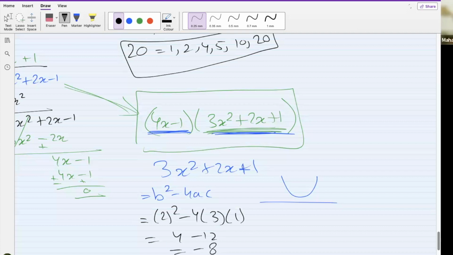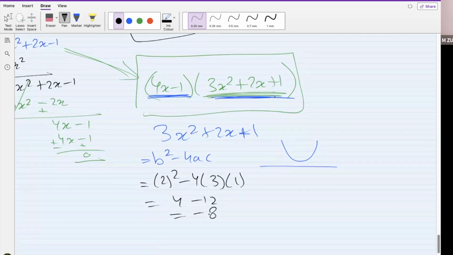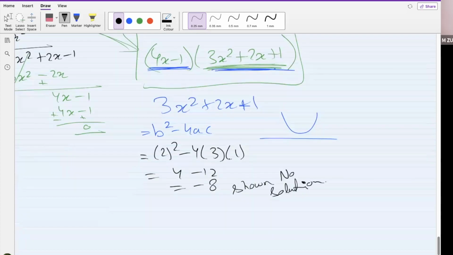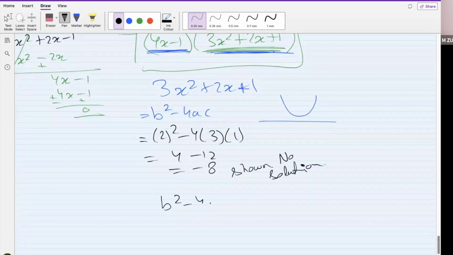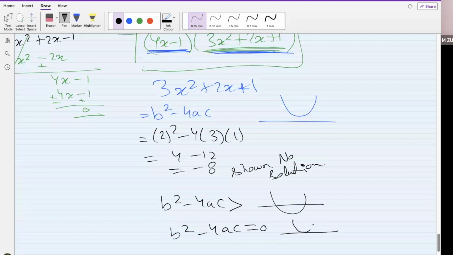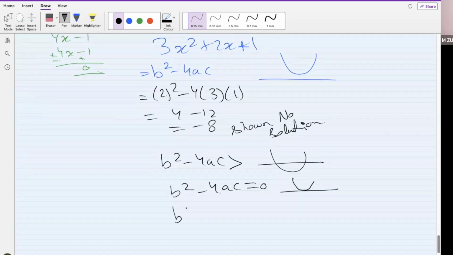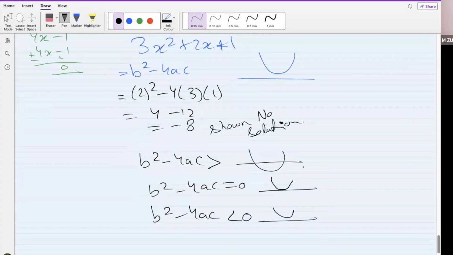Negative. Negative b square minus 4ac means no solution. Remember chapter 2, quadratics? b square minus 4ac greater than 0 means two solutions. b square minus 4ac equal to 0 means single solution. And being negative, less than 0, means no solutions. And obviously, it could be upside down, depending on the coefficient of x square.